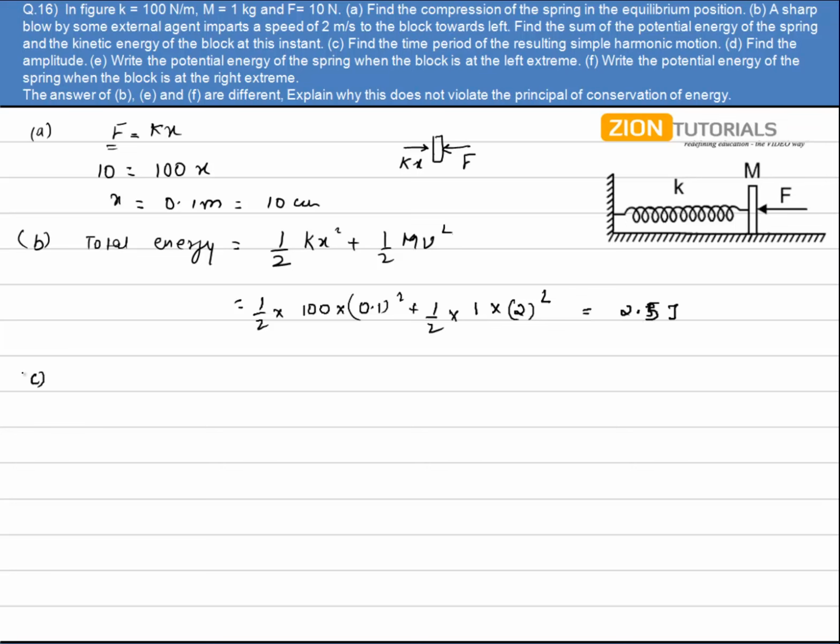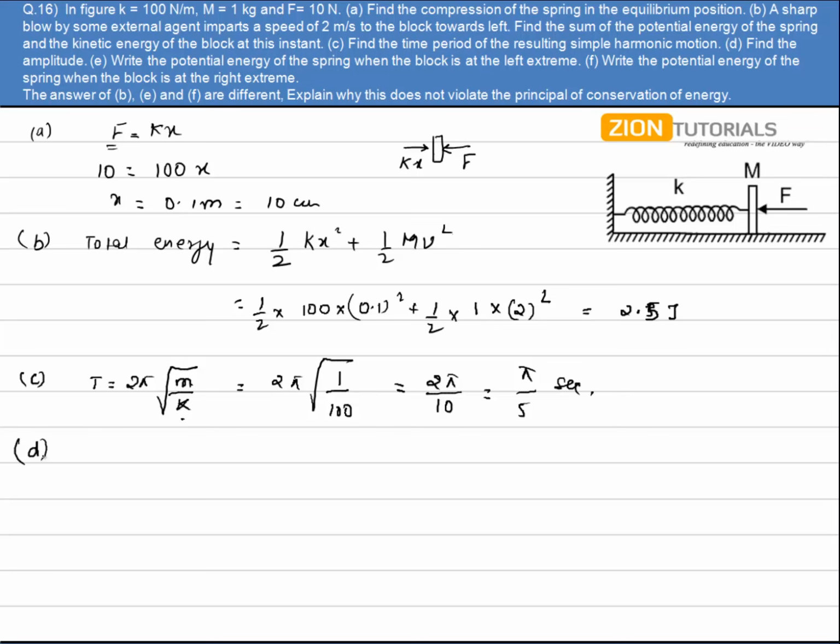Alright. In C part, find the time period of the resulting simple harmonic motion. Fine. Now the time period can be written as 2 pi under root of m by k. It is not at all varied by an external force, because the time period depends only on the mass and the spring constant, irrespective of whether any external force is acting on the particle or not. So just substitute the value. Mass is 1, K is 100, so it comes out to be 2 pi by 10, that is pi by 5 seconds.